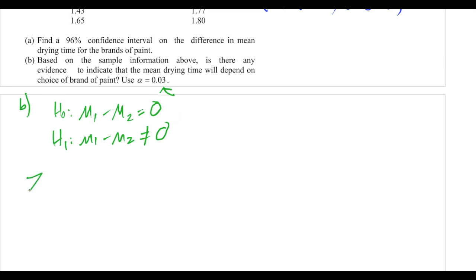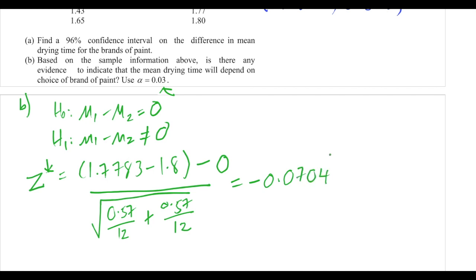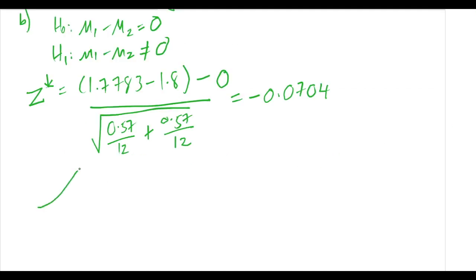And again, we'll be using the normal distribution, x bar 1 minus x bar 2 minus mu 1 minus mu 2 divided by S1 square 0.57 over N1, S2 square over N2, and this gives you negative 0.0704. So next step is the rejection region.